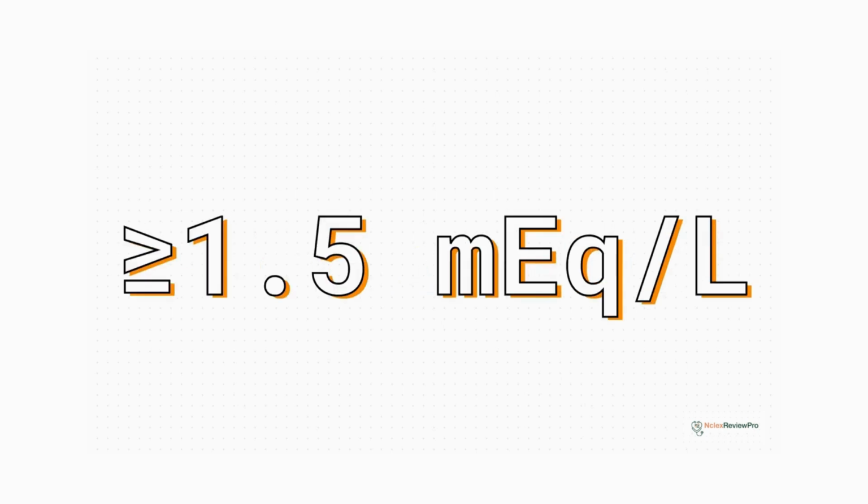But the second that number hits 1.5 or goes any higher, we are in the danger zone. That is a huge red flag for lithium toxicity. The signs can be sneaky at first, maybe just some coarse hand tremors, but they can quickly spiral into confusion, low blood pressure, and even seizures. On the NCLEX, a level of 1.5 or more demands your immediate attention.